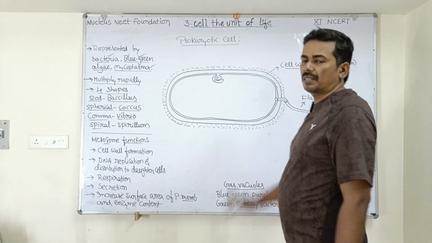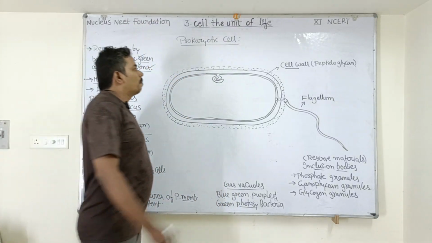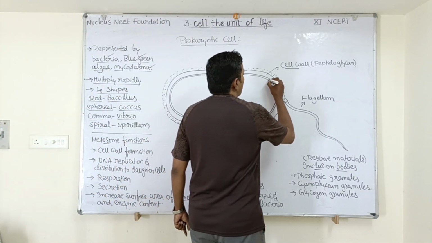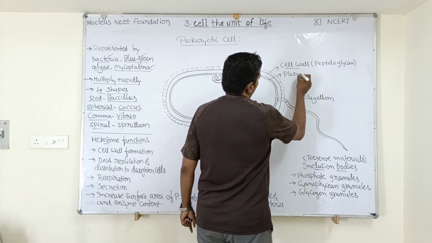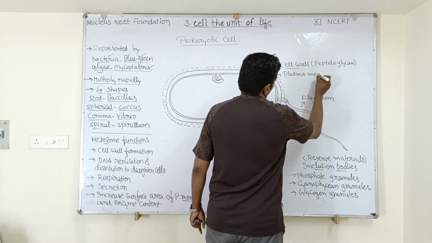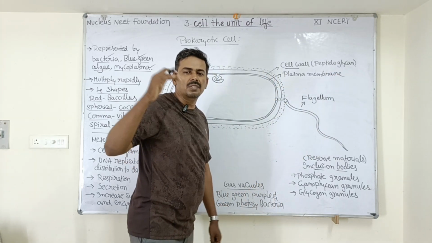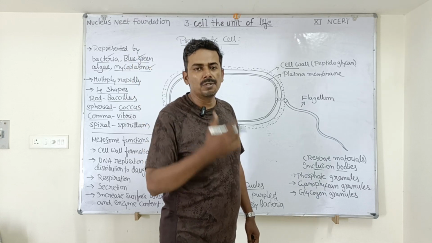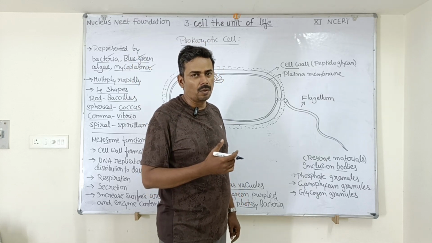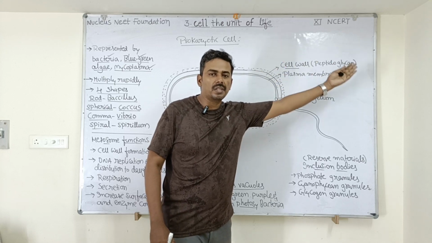Is the material present in the cell wall. Remember this. Okay. Now, below the cell wall, there is a thin membrane. What is that thin membrane called? Plasma membrane. Already we discussed plasma membrane. This plasma membrane interacts with the outer environment and helps the bacteria to absorb the nutrients from outside. Okay, so this is the membrane which is able to interact with the outer environment.